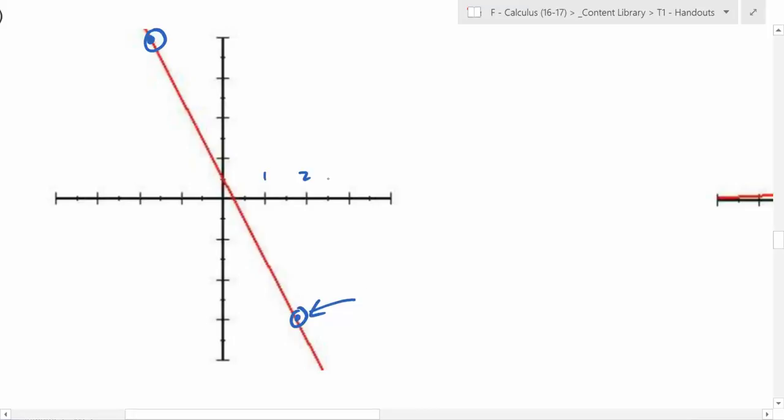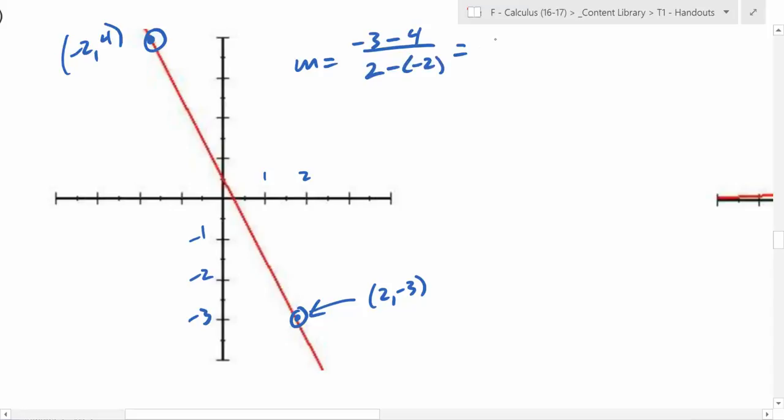Let's say that's 1 and 2. So what's that point? 2, -3? And this one looks like it's negative 2 comma 4. Do you agree with that? So what's the slope of that line going to be? Negative 7 over... And we expect it to be negative, right? Because it's going down. That is the rate of change everywhere.